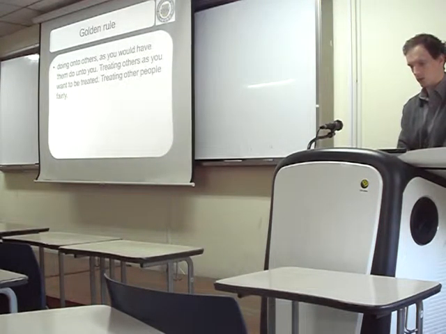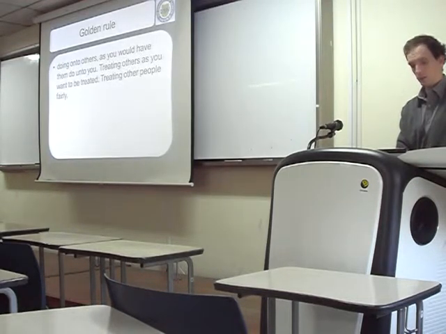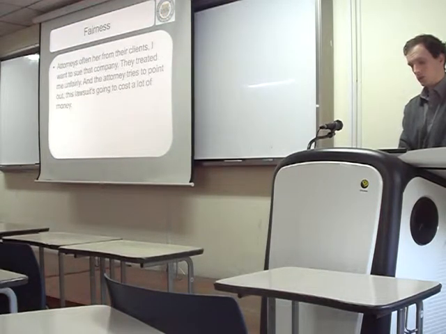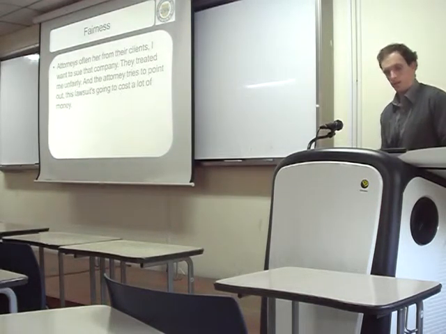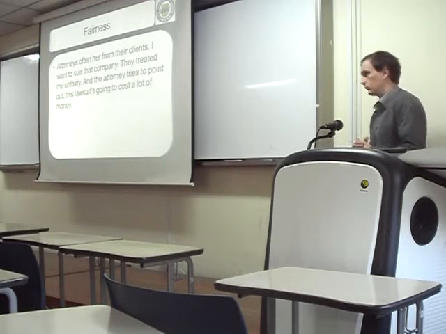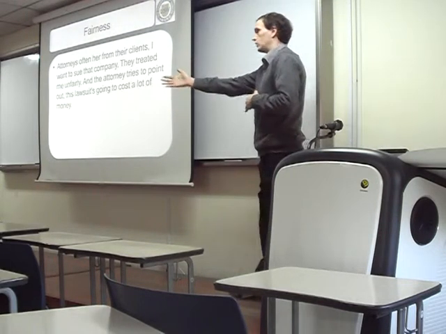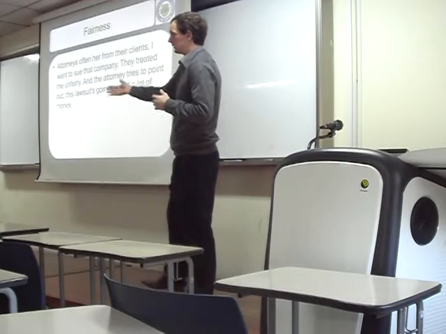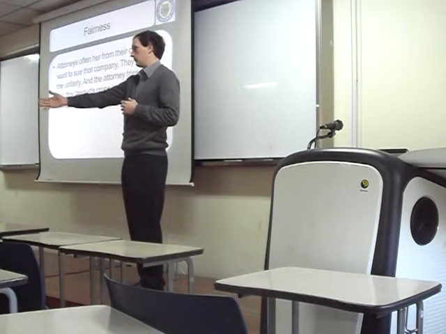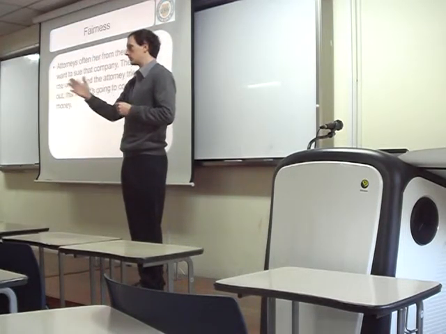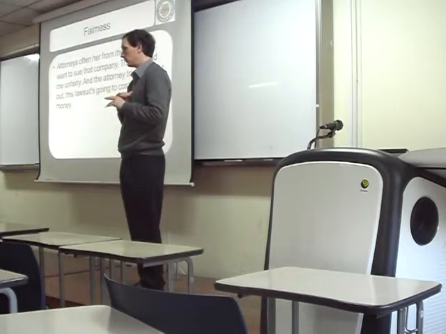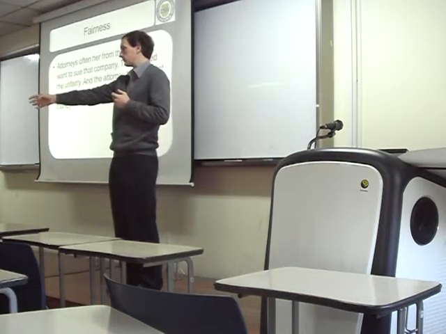Golden rule: do unto others as you would have them do unto you. Treating other people like you want to be treated. Treating other people fairly. We already did the experiment in the class. We asked, if I give you $100, then you have to decide how much to give to him. But if he thinks it's not fair, he can say no. So it may be that you lose money.